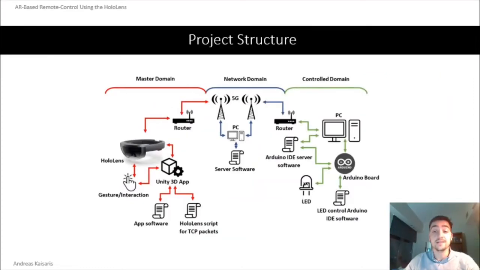The detailed project structure is shown in this figure. Here, in the master domain, the hand gestures done by the users are recorded by the HoloLens cameras, get analyzed by the application developed using Unity 3D, and depending on the interaction with the application, a packet gets sent through the network domain to a server that then forwards it as a request to the control domain, and then the Arduino microcontroller controls the object. The following slides will discuss the methodology and results from each of the mentioned domains.